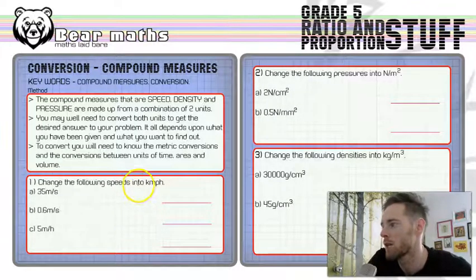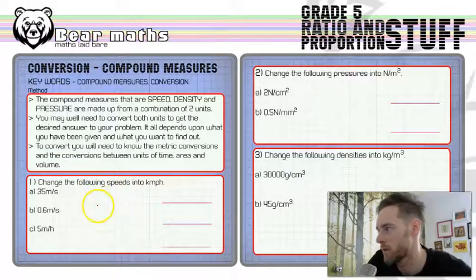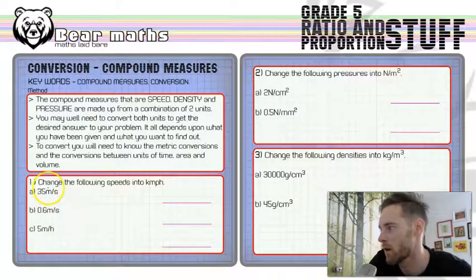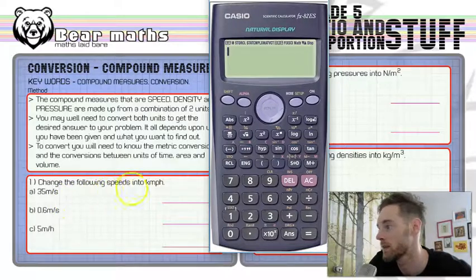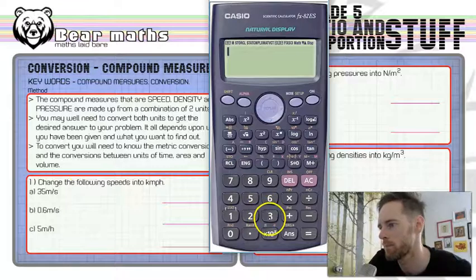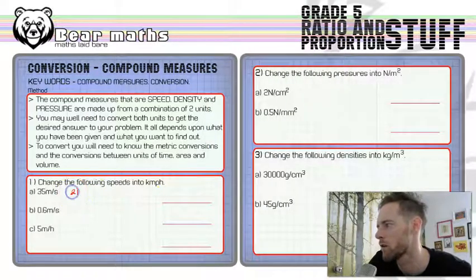First of all, we're going to deal with speed, the compound measure of speed. This first speed in A is measured in meters per second. M/s means meters per second, 35 meters per second. I'm going to do this one in stages. We're going to multiply first of all by 60 because we're going to get it in meters per minute. 35 times 60 is equal to 2,100 meters per minute. That's the first thing that you can do.